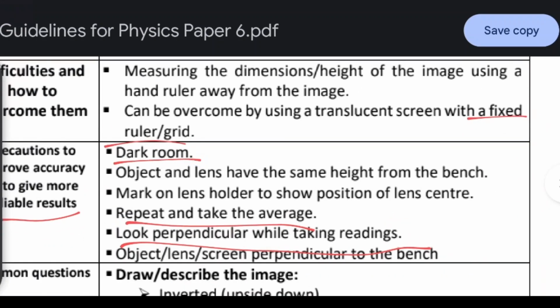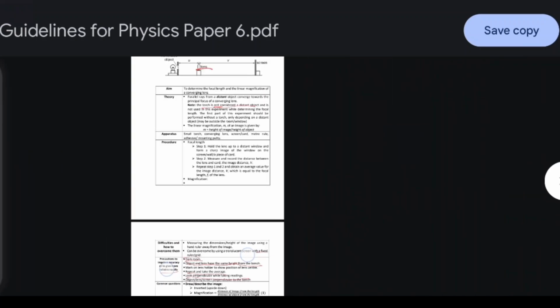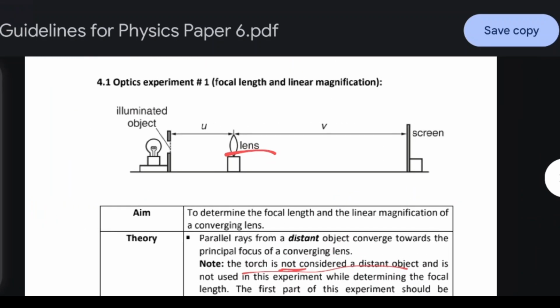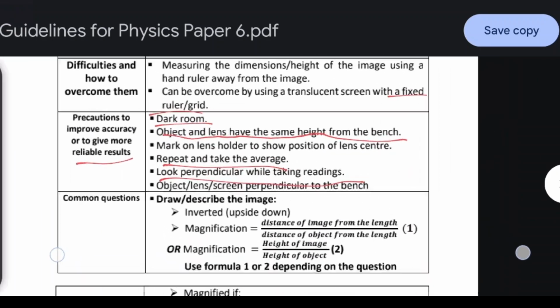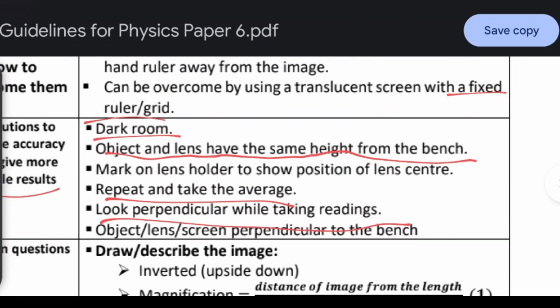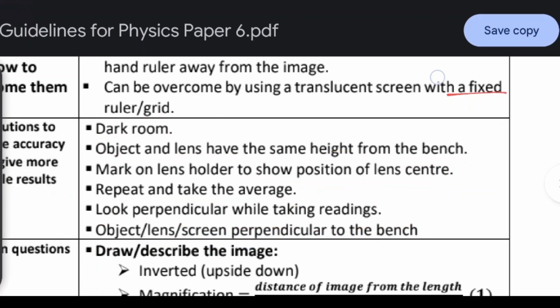Carry it out in a dark room. Object and lens should have the same height from the bench. Imagine if the object is at a higher height, it can cause problems. Mark on the lens holder to show the position of the lens center. You should know the position of the lens center. And object, lens and screen should be perpendicular to the bench. Make sure you know all of these.